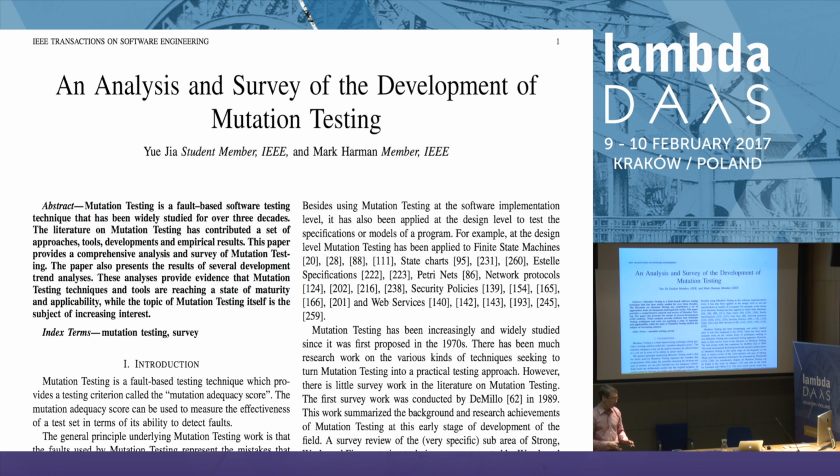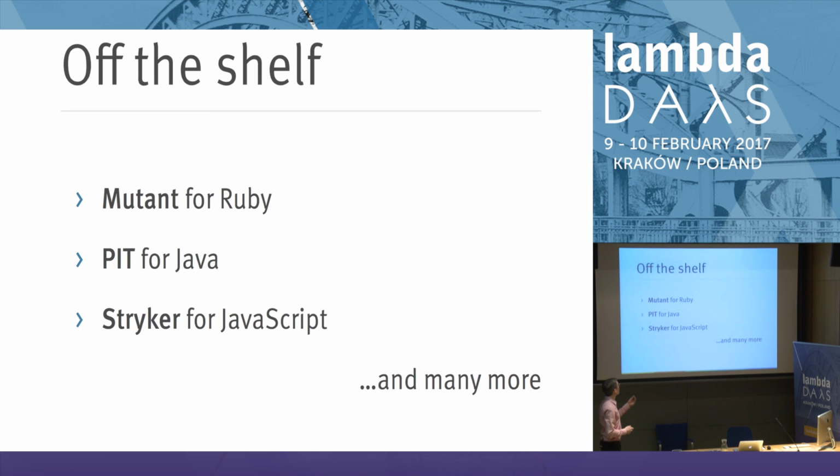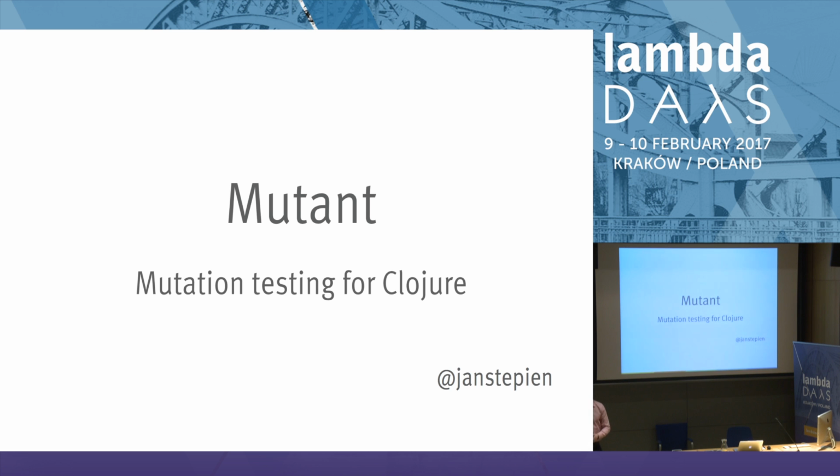Existing research focused on languages which were mainstream over those decades, so primarily C, Java, and Fortran. But still, there are a lot of interesting things happening right now. There are very interesting and powerful implementations of this technique for languages like Ruby, Java, JavaScript. I recommend taking a look. What brought me to this subject was the fact that I wasn't able to find a mutation testing library for Clojure. So I decided to write one, and on a couple of the following slides, I'd like to tell you something about Mutant, my mutation testing library for Clojure.